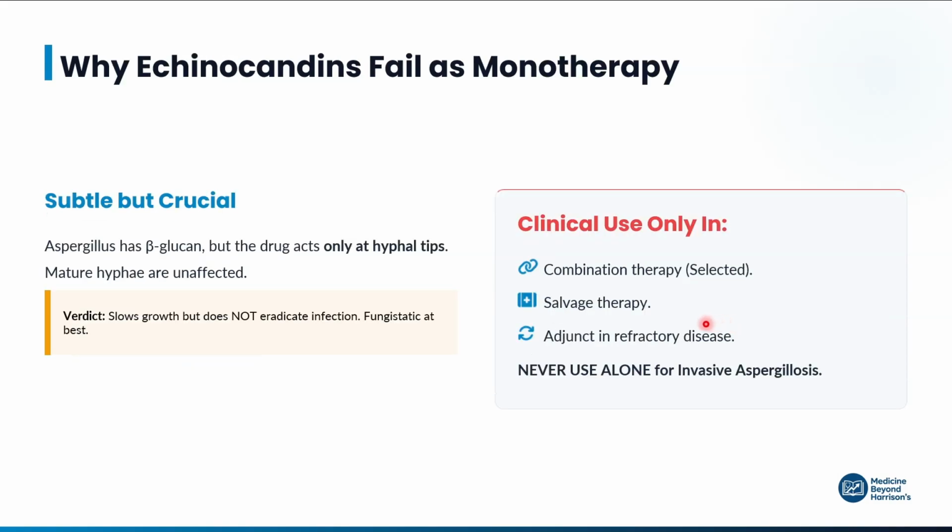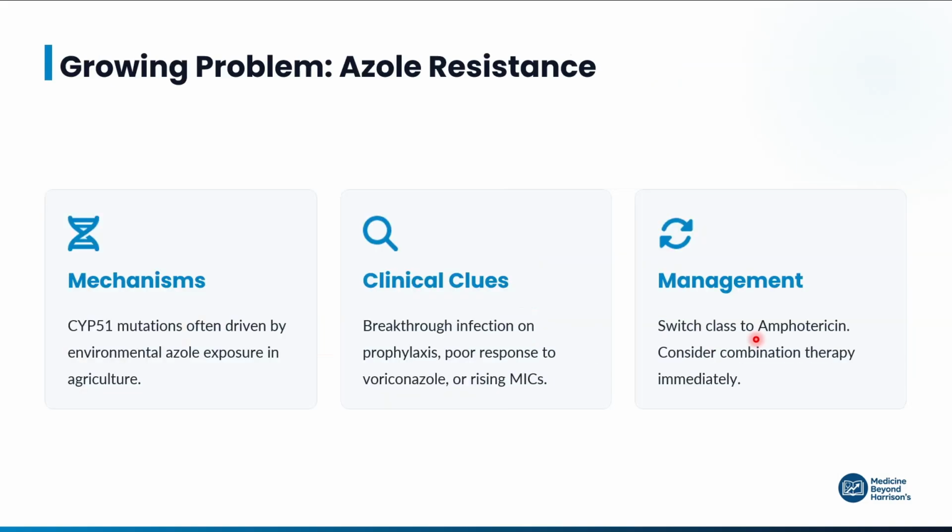Echinocandins, what is their role in Aspergillus? The target in Aspergillus is beta glucan, but the drug acts only at the hyphal tips. Mature hyphae are unaffected, so it just slows the growth but does not eradicate the infection. It's basically fungistatic at best, not fungicidal. Combination therapy can be used with an azole and an echinocandin, but only in selected cases, as salvage therapy or adjunct in refractory disease. Never use it alone for invasive aspergillosis.